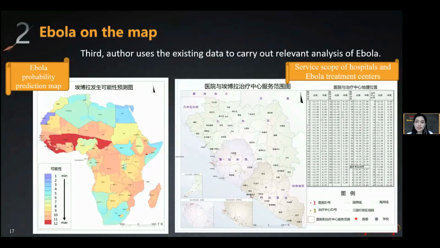And this is a schematic map of the service groups of the hospitals and Ebola treatment centers. Through this map, the service group of each hospital and Ebola treatment center is clearly displayed, so that infected people can quickly seek medical treatment.